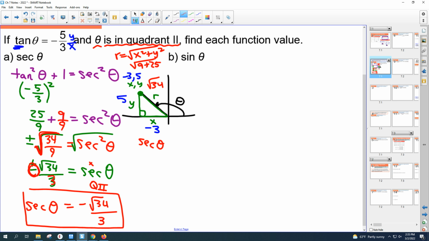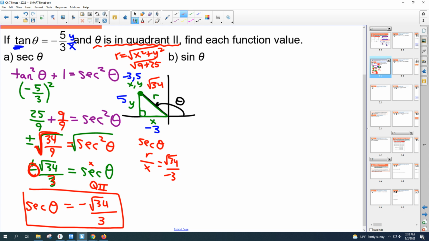And so in this problem, when we had to do secant theta, we said, well, we know secant is the reciprocal of cosine. Cosine is x over r. This is r over x. R over x, square root of 34 over -3. Same thing, okay? The reason I like the drawing much, much better is because I'm all set to go.